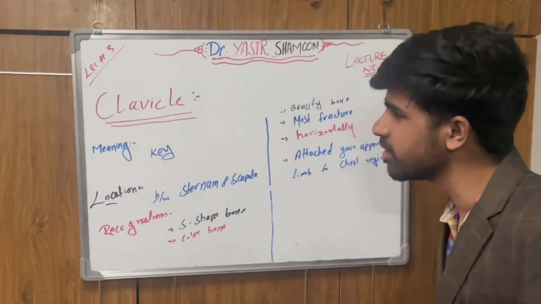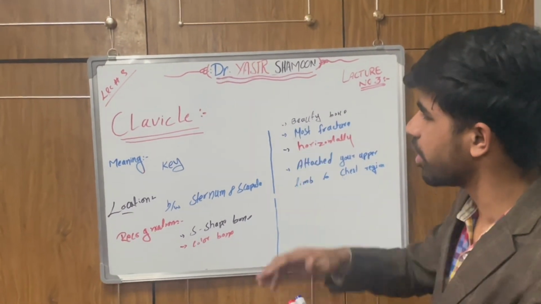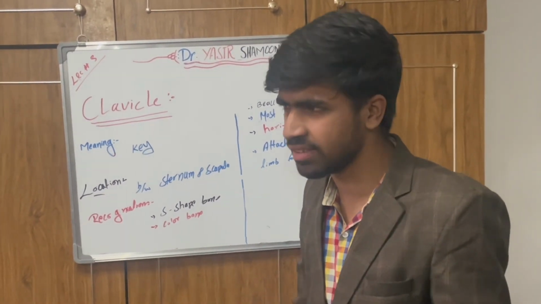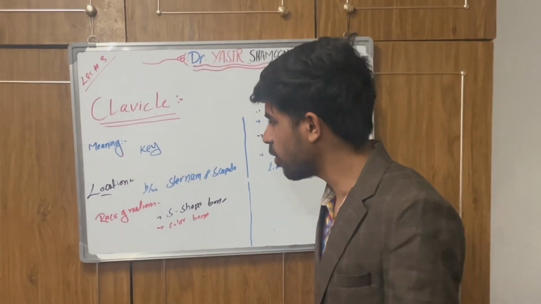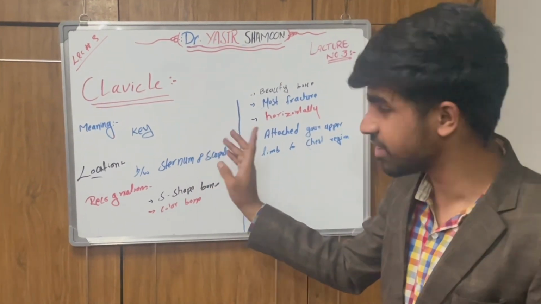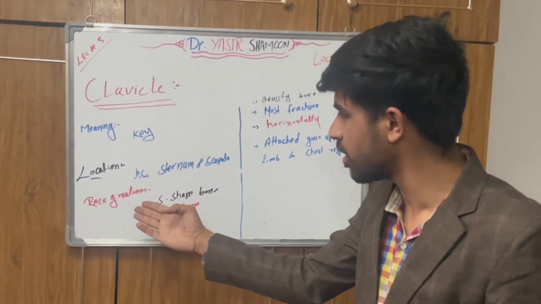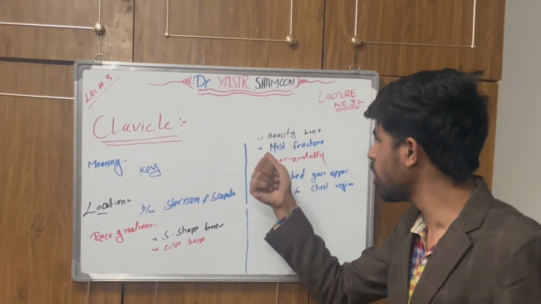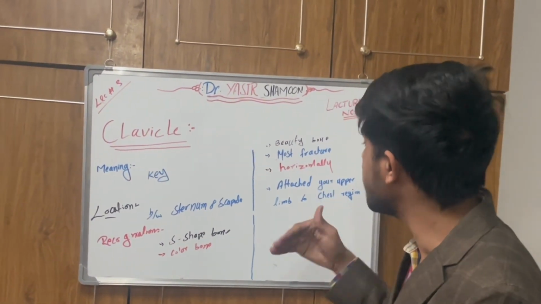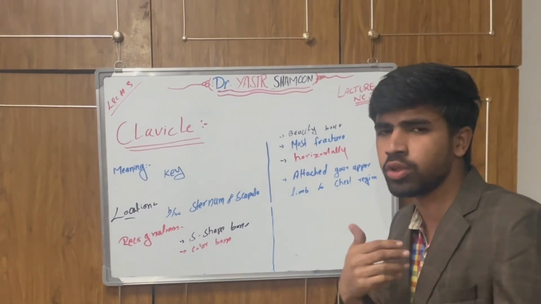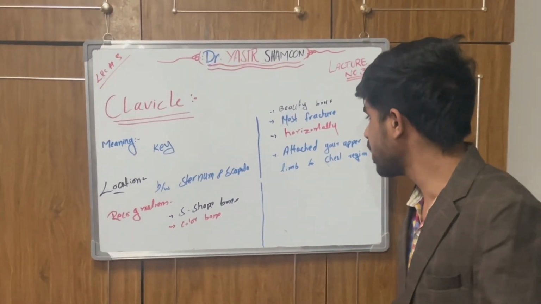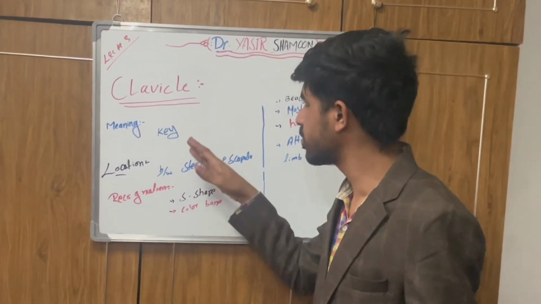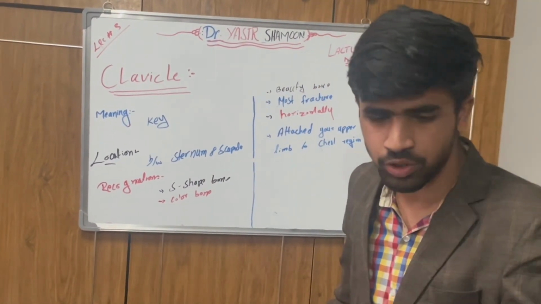So this is all about the clavicle. The meaning of clavicle is key, because it rotates around its axis during abduction. Its location is between the sternum and the scapula. Its recognition: S-shaped bone, collar bone, beauty bone, most fractured bone, horizontally placed, and attaching your upper limb to the thoracic region. I will discuss the muscles of the clavicle in the next video, inshallah.